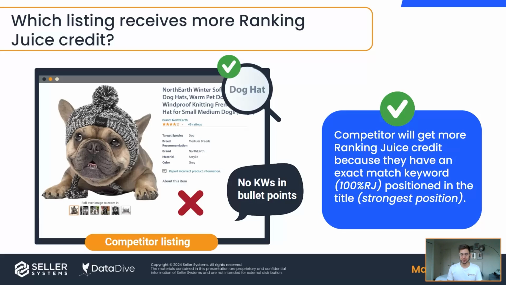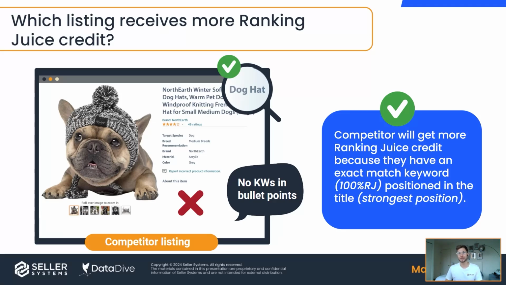Now, if that sounds a little abstract, if it sounds a little complicated, don't worry, because ranking juice is a feature that's built into DataDive, and it's going to give you a score for how your listing is written, and it's going to show your listing on a leaderboard versus all of the other competitors, and it's going to take a lot of the guesswork out of writing your own listing.